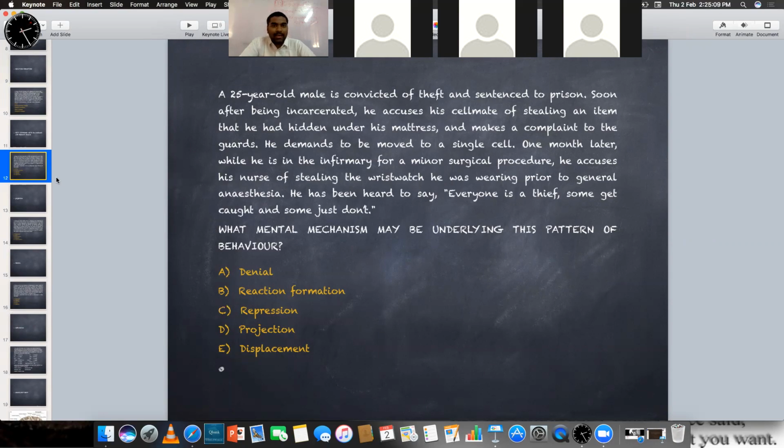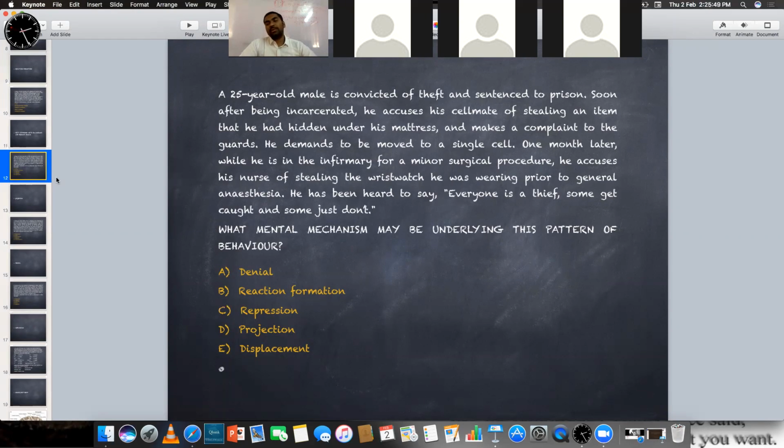We are already lagging. So, a 25-year-old male who is convicted of theft and sentenced to prison. Soon after being incarcerated, he accuses his cellmate of stealing an item that he had hidden under his mattress. Okay, basically, what is the history behind it? He's the person who is at fault, right? Now he is saying that some other guy has taken his something. You want to shift your answer towards displacement? There are people who say they're shifting the answer from projection towards displacement.